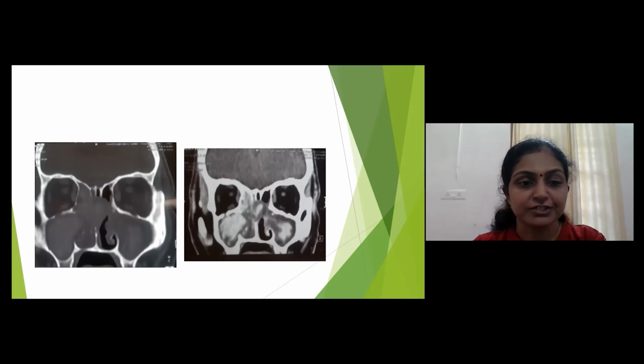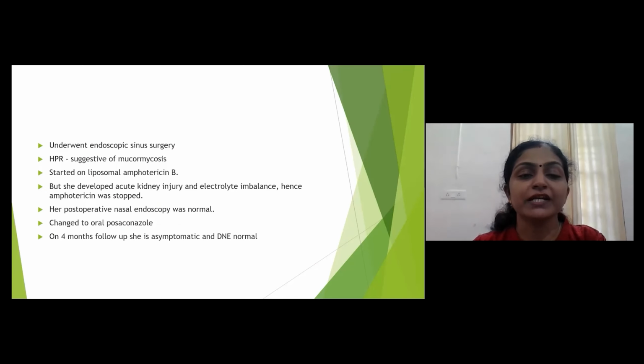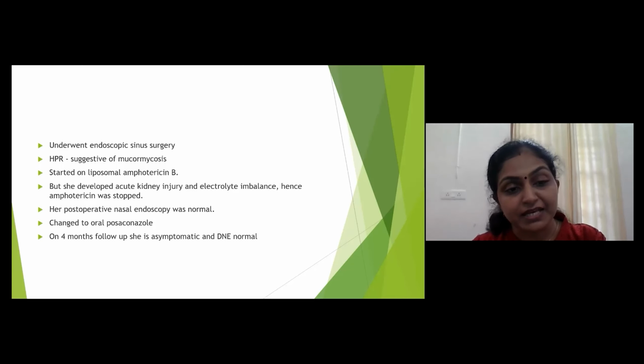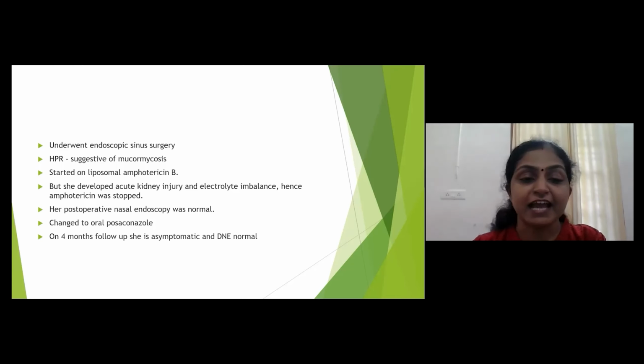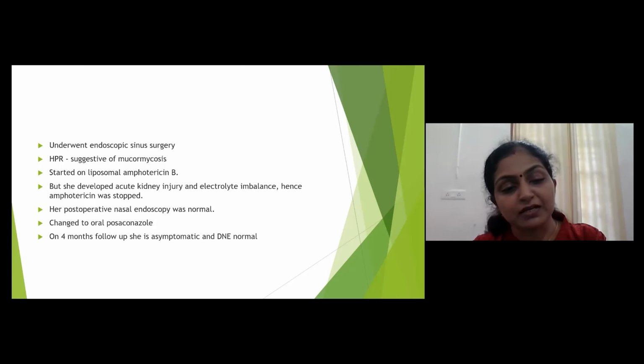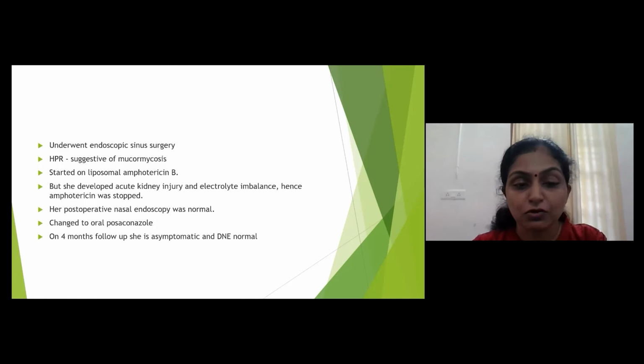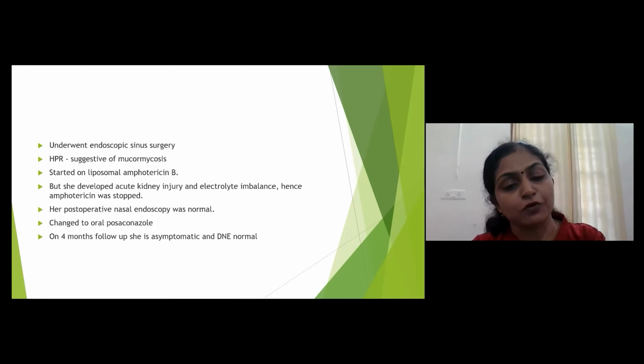This is the CT picture. She underwent endoscopic sinus surgery, and histopathology was suggestive of mucormycosis. She was started on liposomal amphotericin B, but she developed acute kidney injury and electrolyte imbalance. Hence, amphotericin was stopped. Her post-operative nasal endoscopy was normal. She was changed to oral posaconazole. On 4 months follow-up, she is asymptomatic and DNE normal.